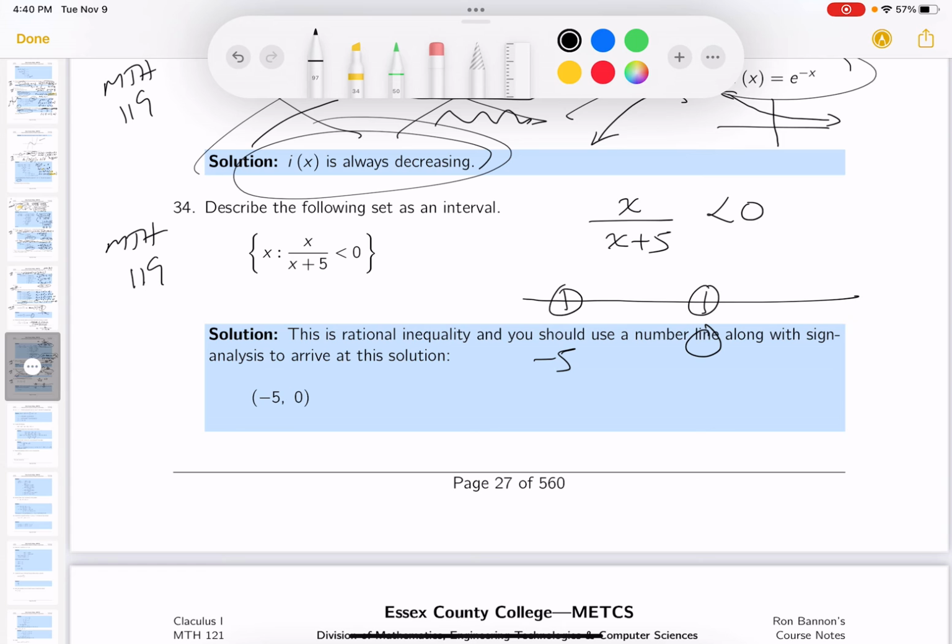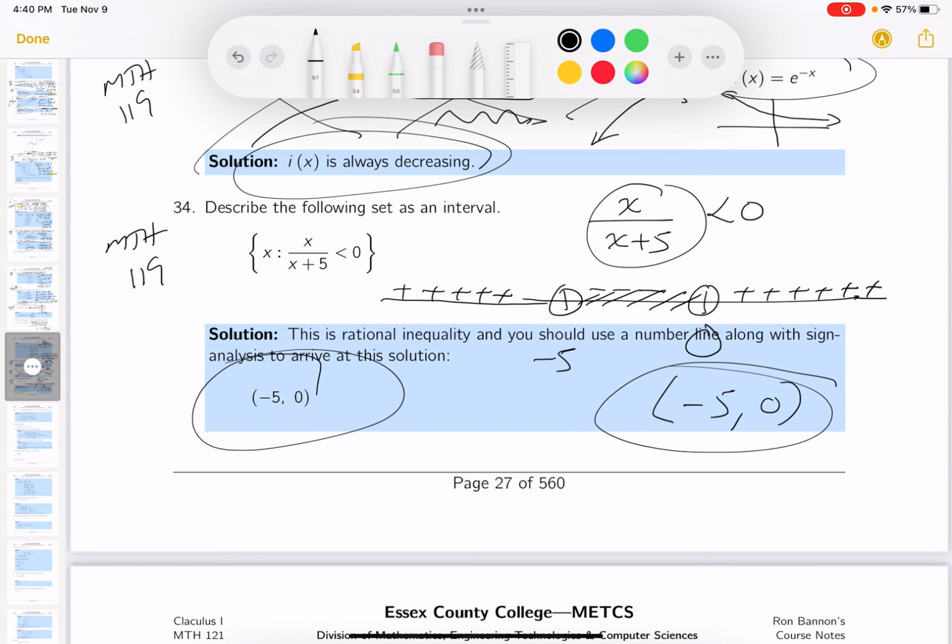So I'm looking at it, and I'm going to take a number after 0, like 1. If you plug it in, it'll always be positive. If I took a number between minus 5 and 0, like minus 1, and plugged it in, it would be a negative. I'm looking at this over here. And if I took a number below minus 5, like minus 6, the top would be negative, the bottom would be negative, and the ratio is positive. Now what do I want? I want it to be negative. And where's it negative? Between minus 5 and 0. And that's listed right over here for me.